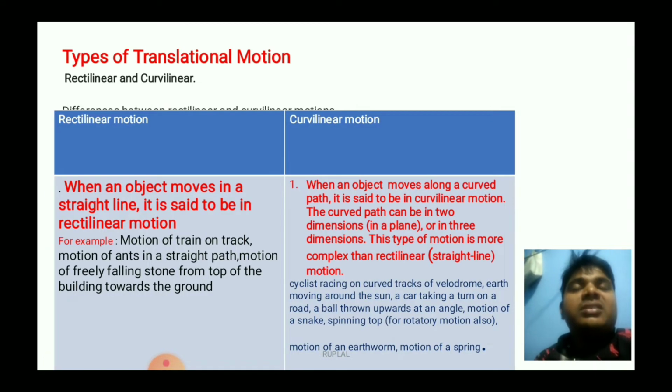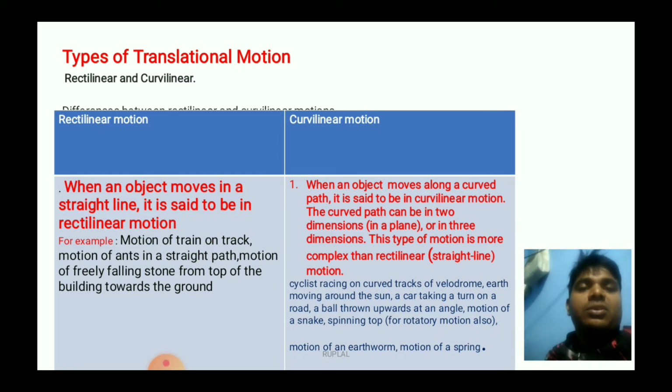Now we will discuss rectilinear and curvilinear motion. What is the difference? Rectilinear motion means if any object moves in a straight path or straight line, it is considered rectilinear motion, whereas in curvilinear motion objects move along a curved path. The earth moving around the sun, a car turning on a curved road, a ball thrown upward at an angle, motion of a snake, motion of an earthworm. These are examples of curvilinear motion.